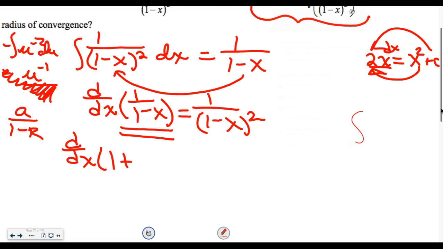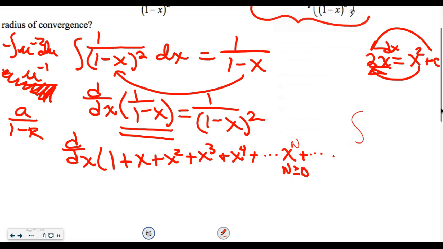I'm going to expand it. 1 plus what? X plus what? X squared. Let's take it out. It didn't say how far. I'm going to go out to maybe x to the 4th plus blah, blah, blah, x to the n. N is starting at 0. I like to write that under there. Plus dot, dot, dot. That will equal.